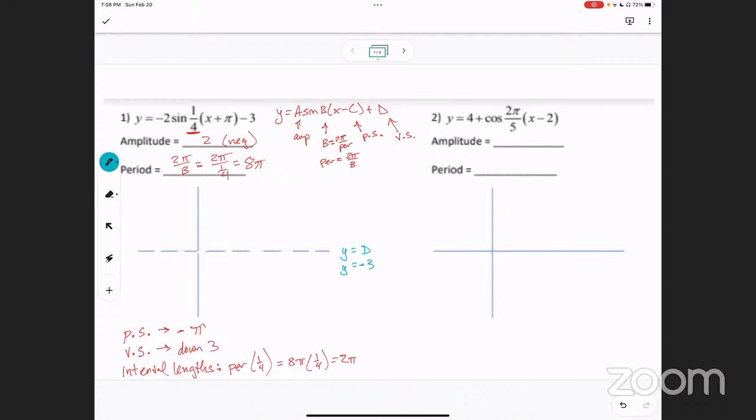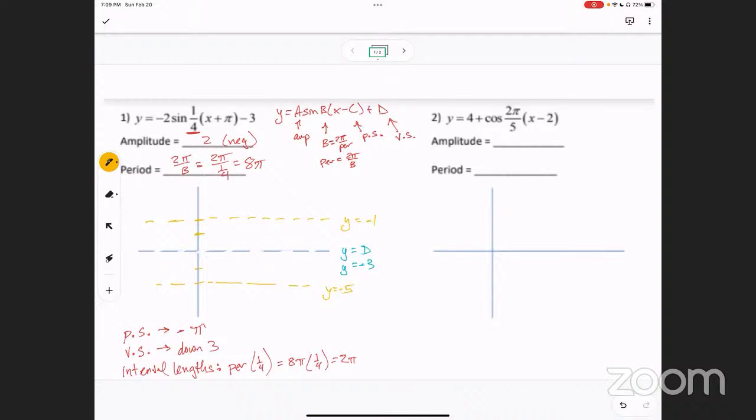Now I'm going to use my amplitude to go above and below that midline. My amplitude, I'll use yellow for this, is going to go 2 above it. Remember, I started at -3. So if I go 2 above it, where am I? -1. Good. And what's 2 below it? -5. Good. So those are those points. I've got half of my work done.